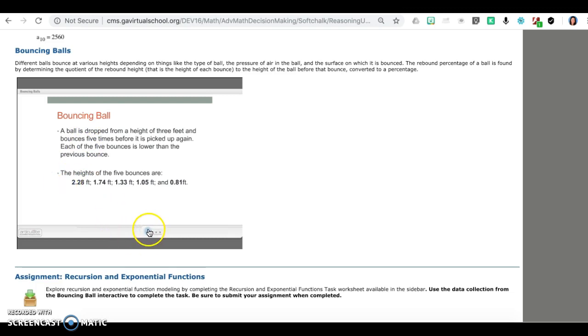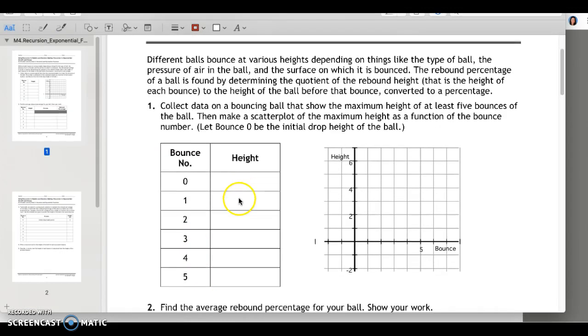I've already paused the video so that we can log the data that was collected from this interactive into our worksheet. So here it told us, and you'll need to go back and view this in order to fill in the numbers I'm about to give you, but it does say that it starts at a height of 3 feet. Then it says after the first bounce, it's 2.28 feet.